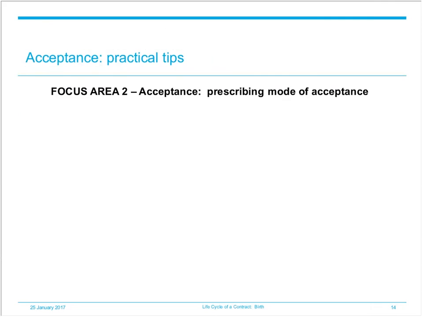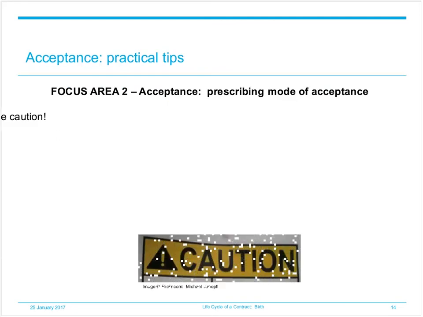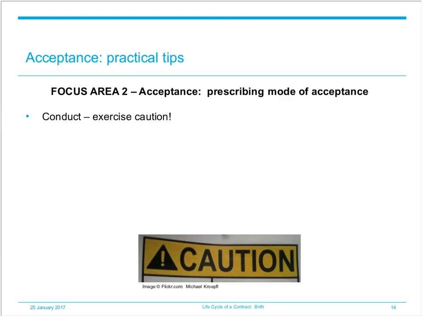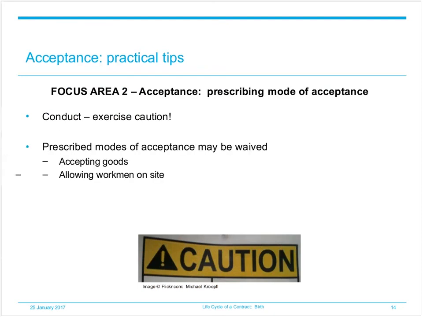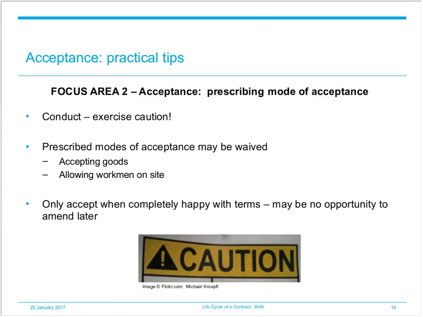Before we move on, however, let's look at what practical lessons this case teaches us. It should remind us to be conscious of our conduct when engaging in contractual discussions. Even if a specific mode of acceptance is prescribed, this can be waived by conduct. Examples of where conduct could amount to acceptance would be accepting goods or allowing workmen on site before a contract is concluded. Another general tip on acceptance would be not to accept a contract to get a particular transaction or project underway. As soon as an offer is accepted, there is a binding contract in place.